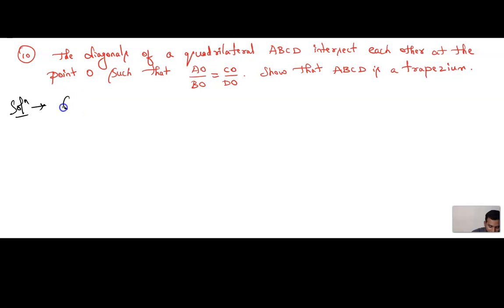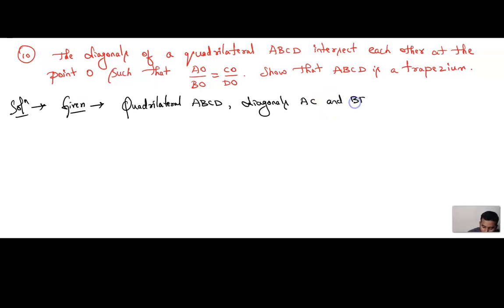Now let me write the given data. Given, what is given, children? He said ABCD is a quadrilateral. So let me say quadrilateral ABCD, comma, diagonals are what? AC and BD. Diagonals are AC and BD.